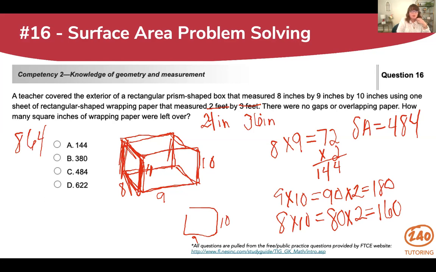So to find how much wrapping paper would be left over, we simply subtract the surface area of the prism we were wrapping from the total wrapping paper we had. So 864 minus 484, you can plug that in your calculator, 380 inches were left over. B is correct. All right, so 380 square inches, I should have said square inches, were left over.